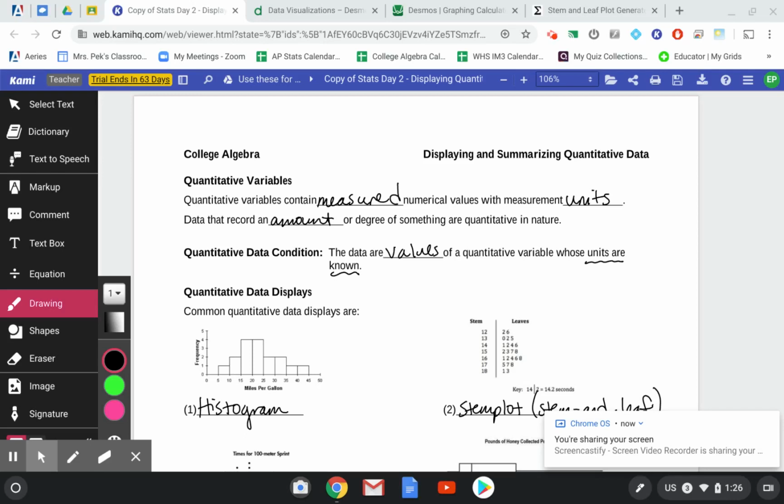Hi class, today we're going to be doing our data analysis lesson 2. We're going to be talking about quantitative data today. We talked about categorical data last time.